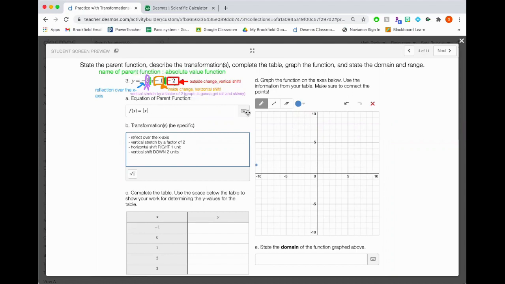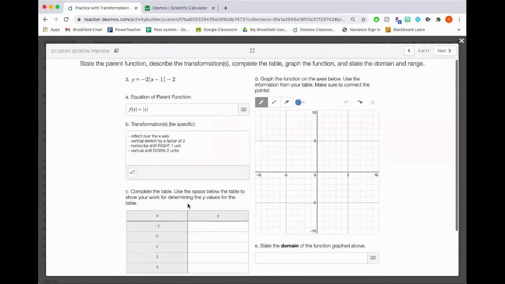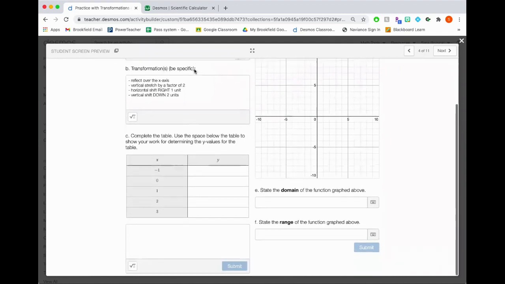Again, if you want to write that down, pause the video because I've got to clear it to move on. So I'm going to do that now. So I figured out all my transformations. Now I want to fill out the table, and I'm going to rewrite my equation. So I had y equals -2 times the absolute value of x minus 1 minus 2.